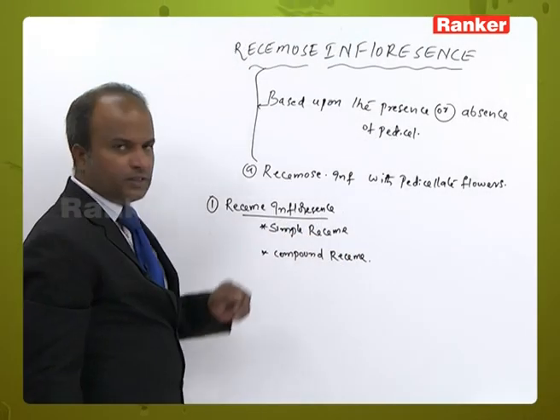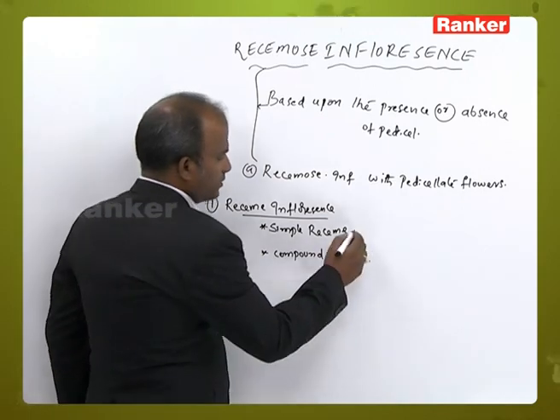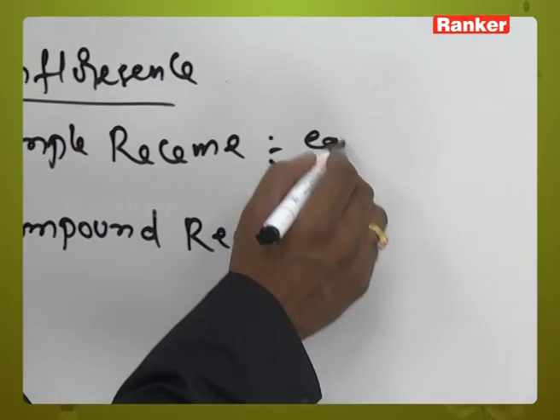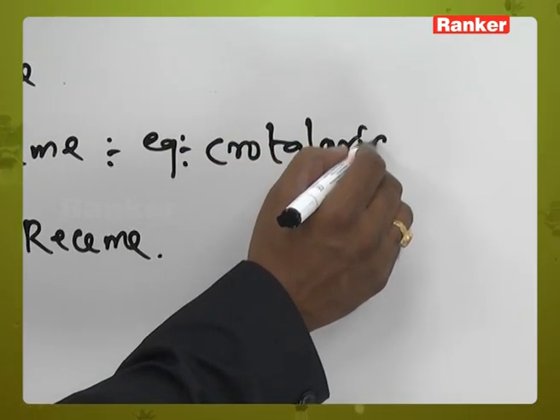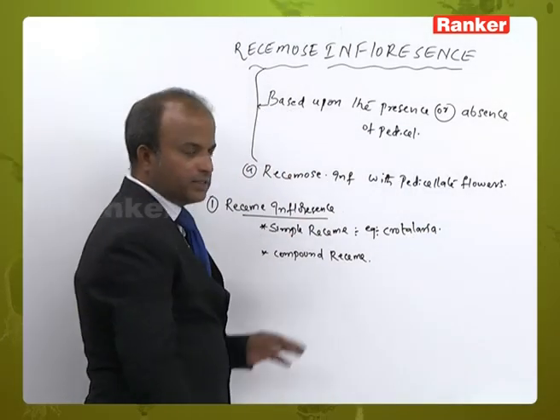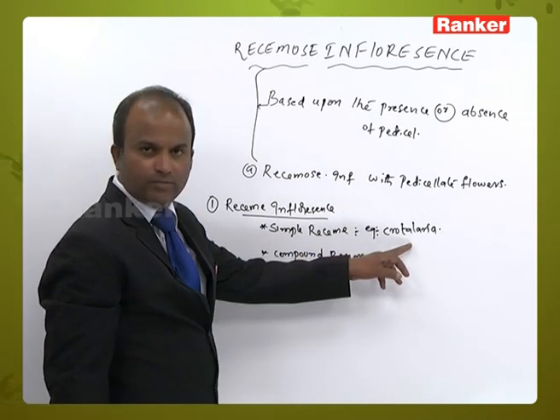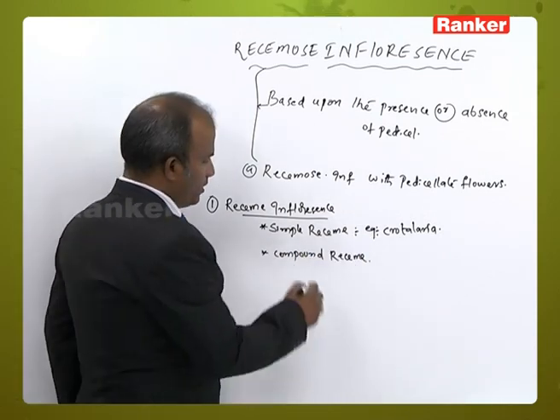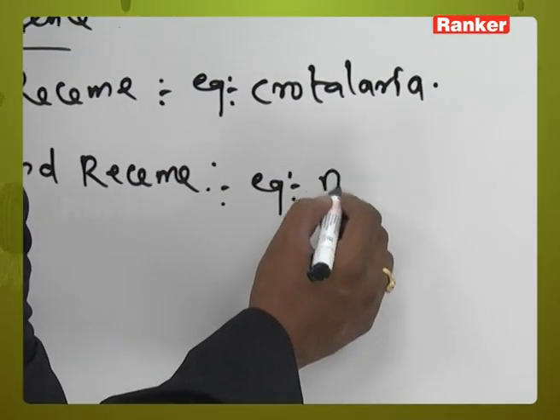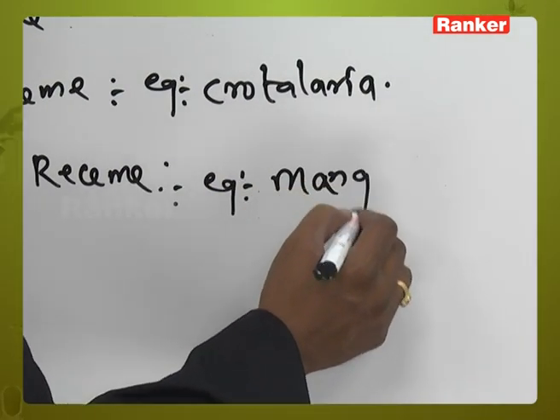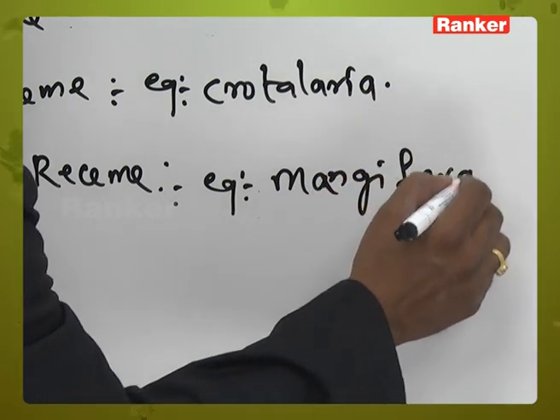The example for simple raceme is nothing but Crotalaria. And the example for compound raceme is nothing but Mangifera indica.